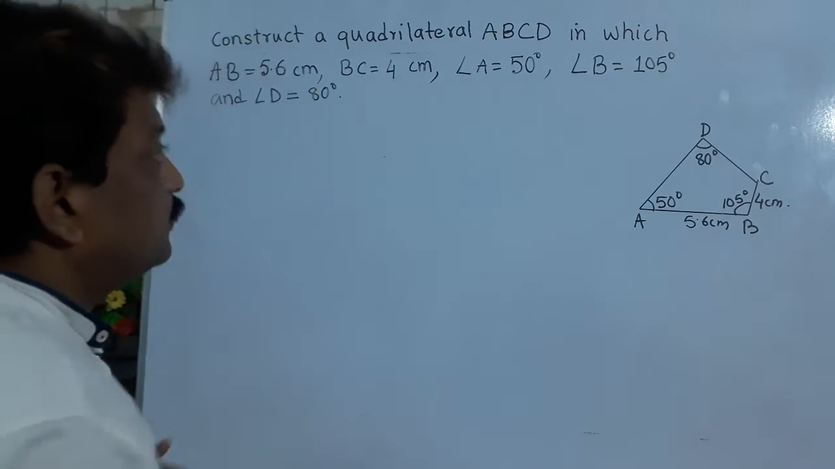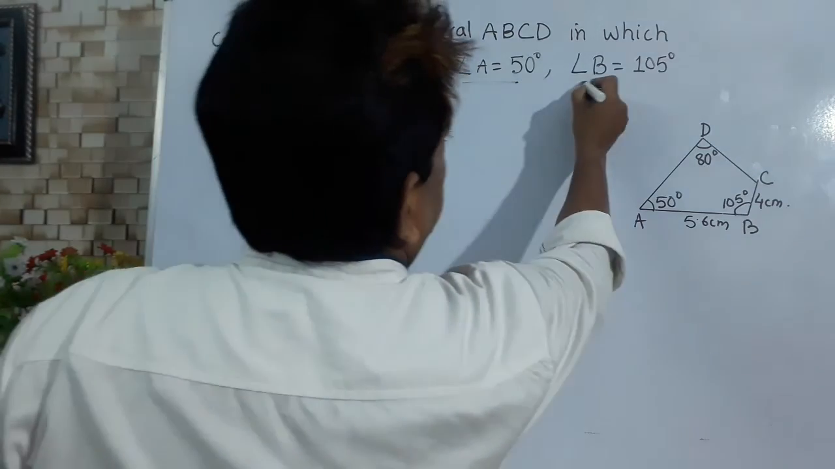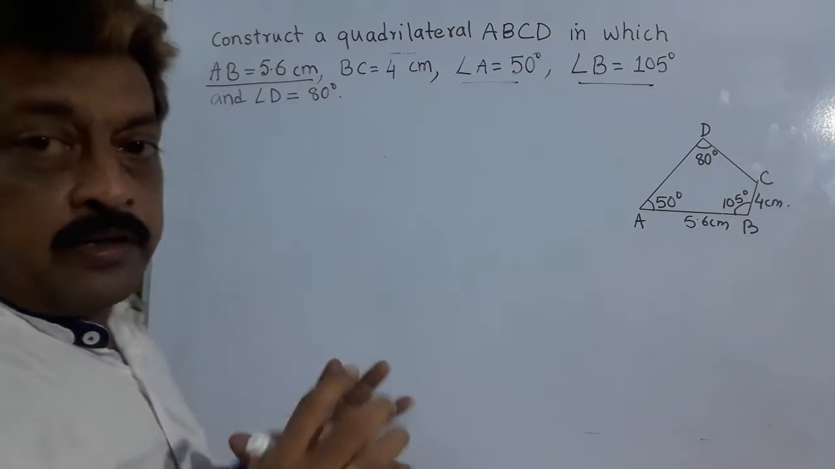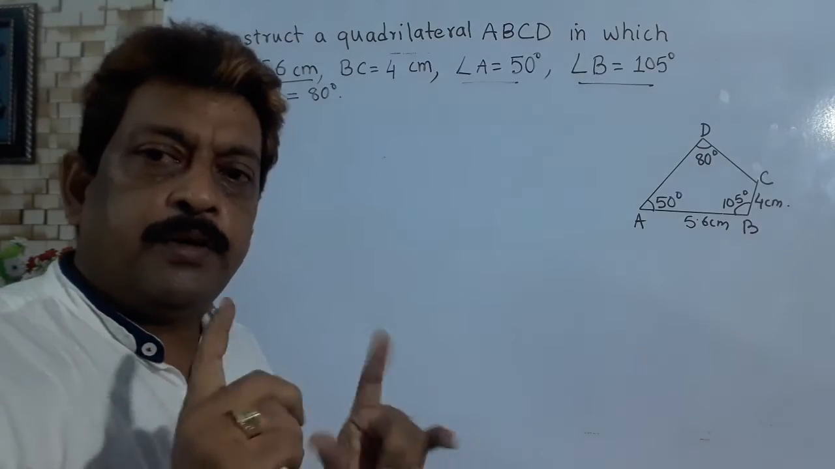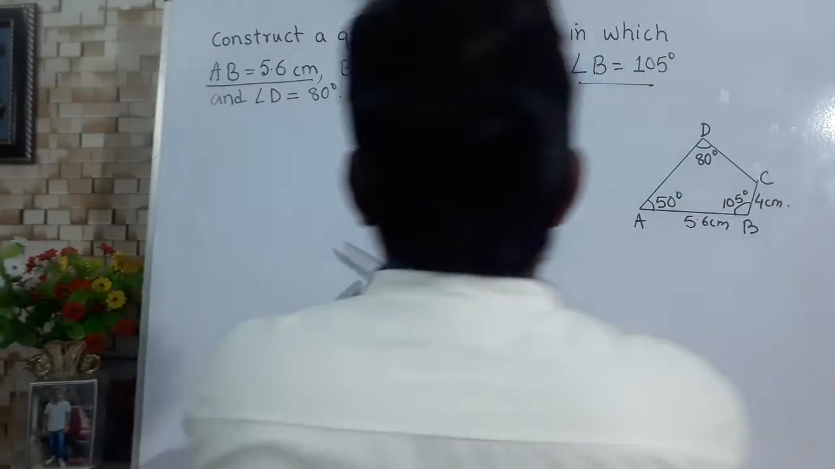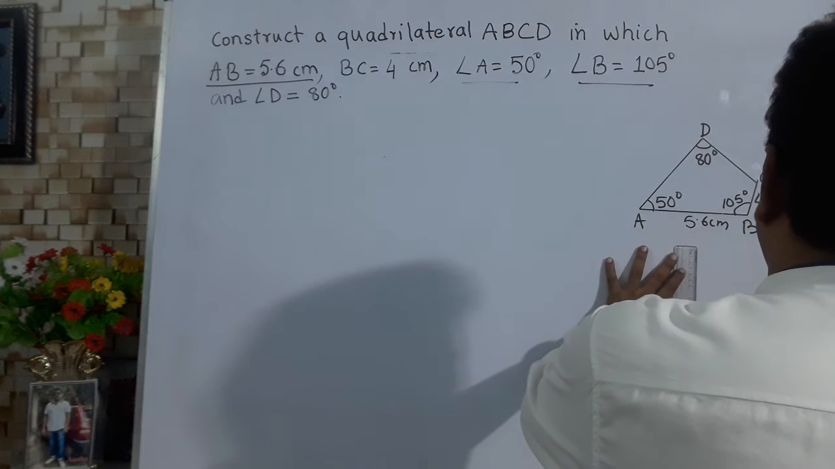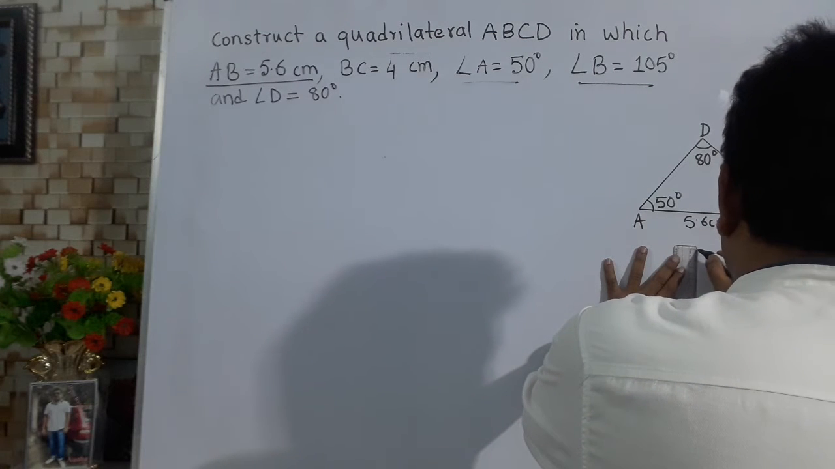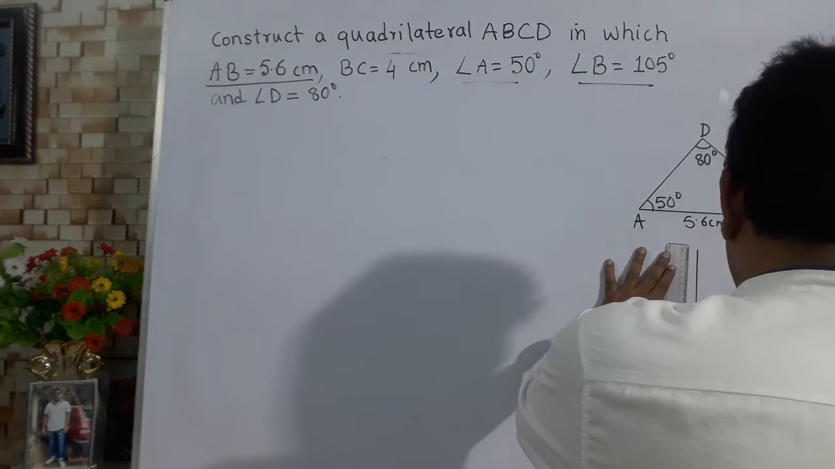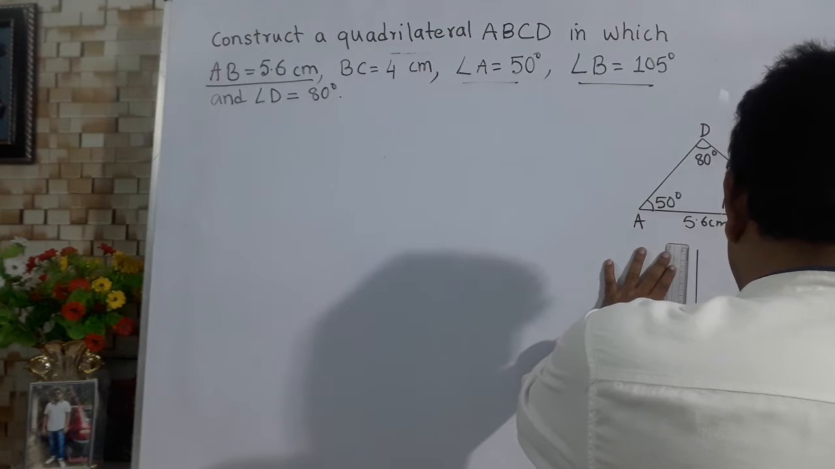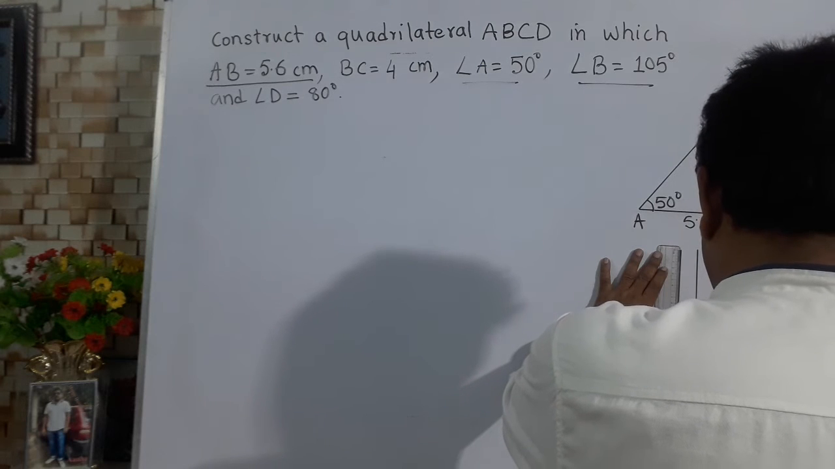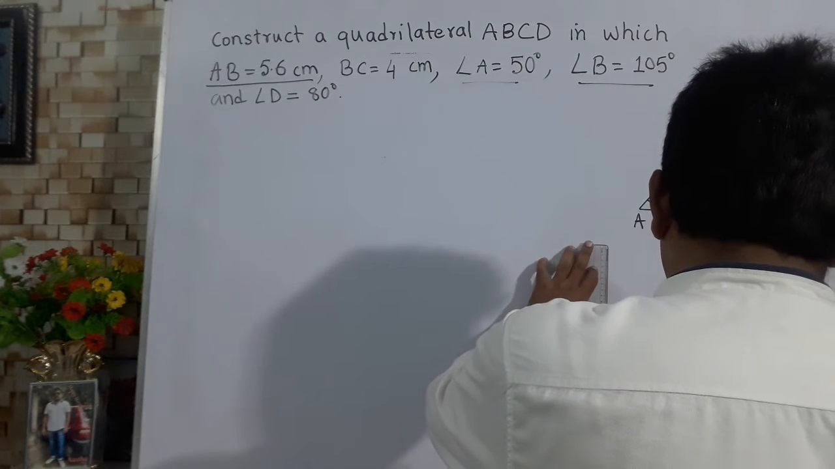As I have told you, since angle A and angle B are given and AB is also given, it is better to start with AB. So first of all, I have to draw the sides here. AB is 5.6 centimeter, and BC is 4 centimeter.